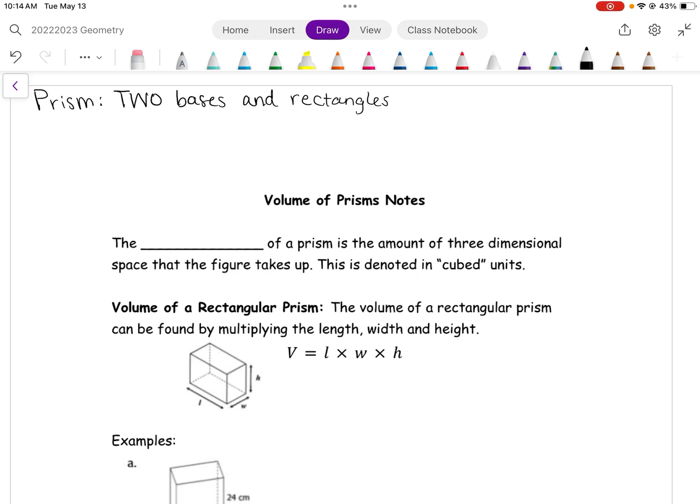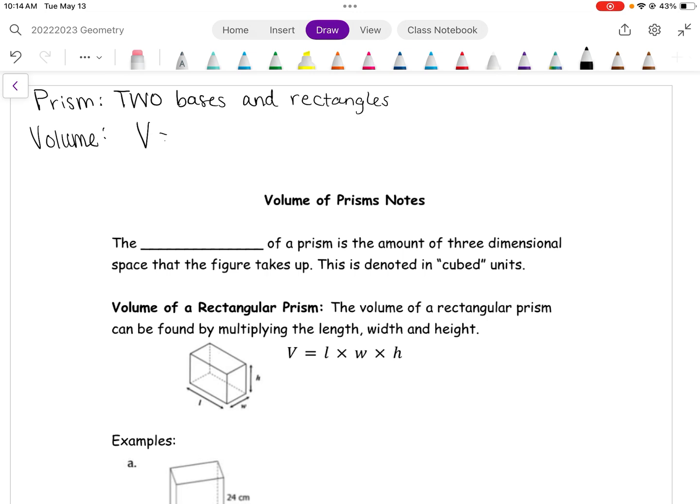So that's important to know what your bases are. Remember, I told you guys over and over, base does not always mean bottom. The bases of your prism are those two shapes that give the prism its form, or the two shapes that you would name the prism by. So we're going to do volume of a prism. We'll talk about what volume means for a second, but I'm going to go ahead and give you that formula.